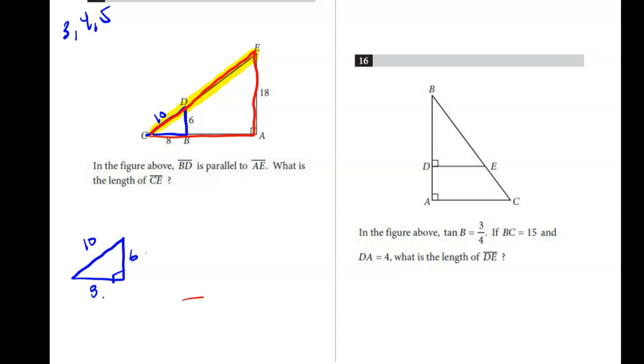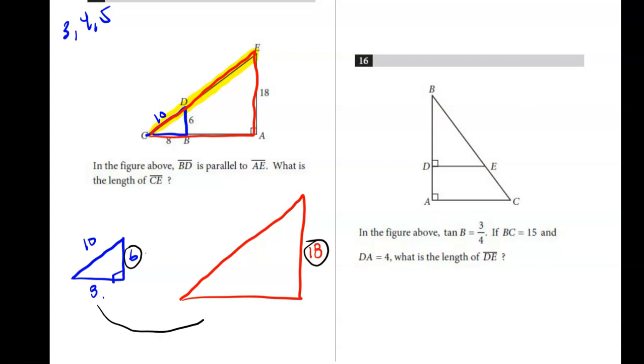This big triangle. And they do give me one side of that big triangle. They tell me this side's 18. Now, since these two are similar, I can see the scale factor. 6 times 3 will get me to 18. So every side is 3 times larger, which means the bottom is going to be 8 times 3. The top is going to be 10 times 3, for 30. And that's exactly what I needed. I needed this entire top. So the entire top there is going to be 30.